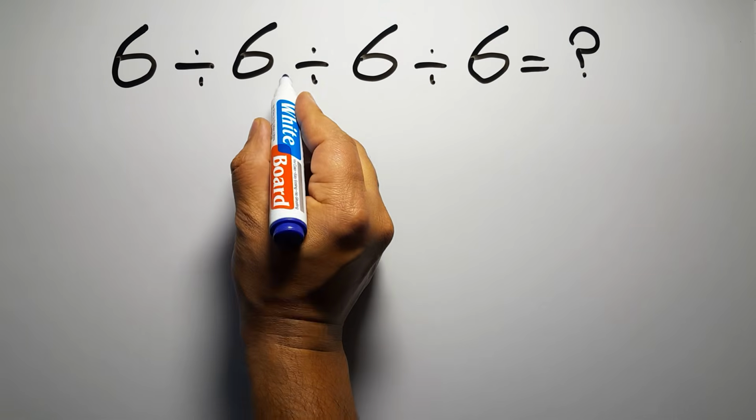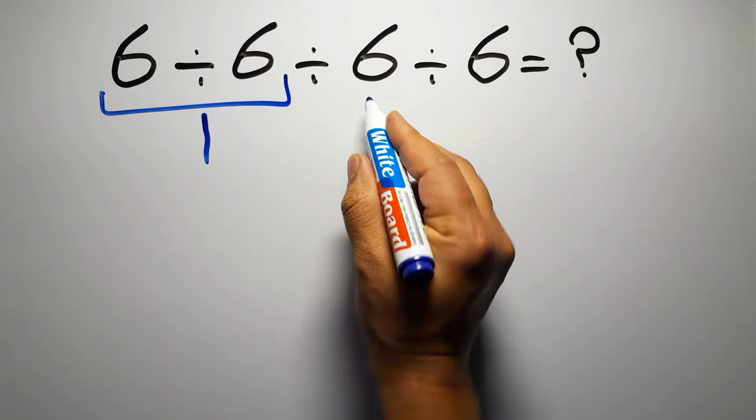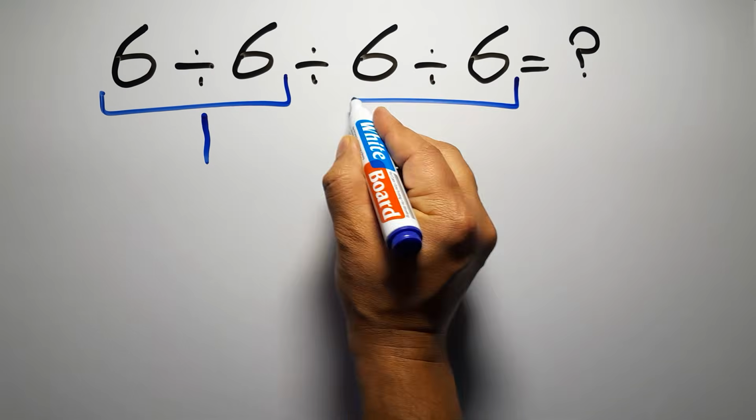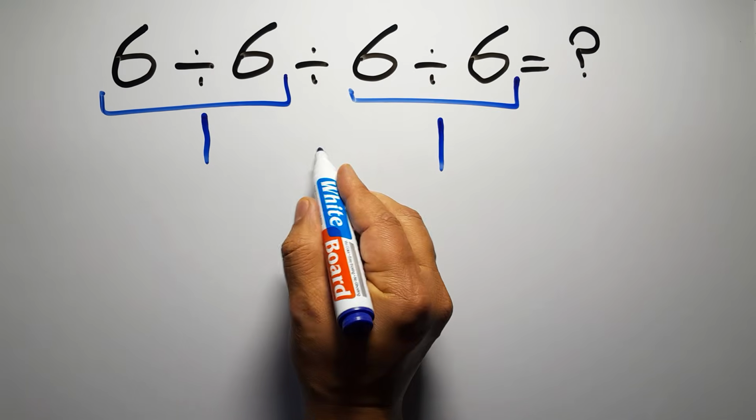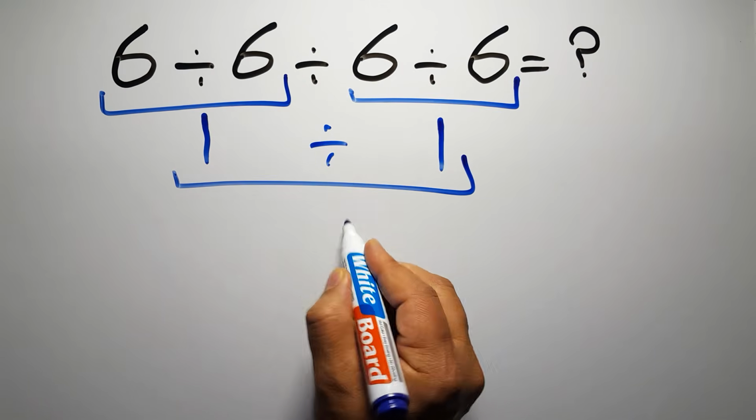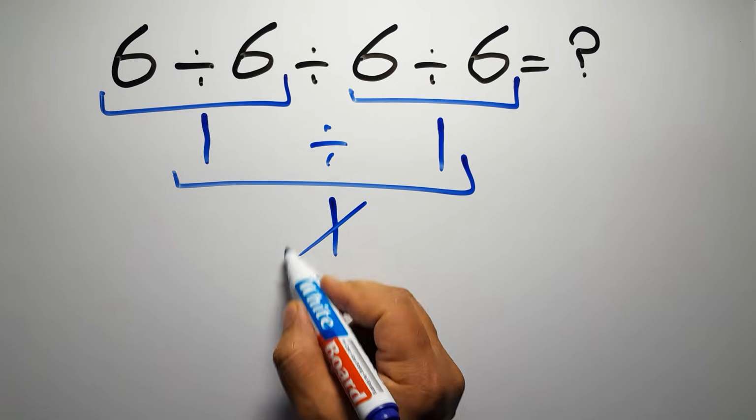6 divided by 6 gives us 1. And again here we have 6 divided by 6. So 1 divided by 1 is just 1. But this answer is not correct.